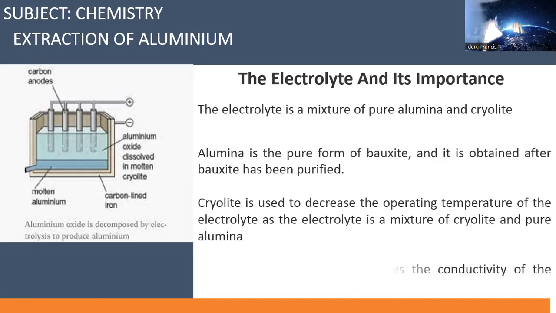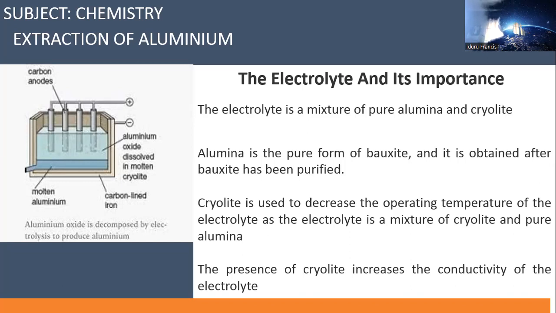And the second point is that the blend of cryolite helps to reduce the operating temperature of the electrolyte. What do I mean by the operating temperature? Like I told you before, aluminum oxide is not a soft compound, it's very hard. It decomposes at a very high temperature. And it costs a lot, it wastes money, trying to decompose aluminum oxide. So when we add molten cryolite, the operating temperature is effectively reduced.